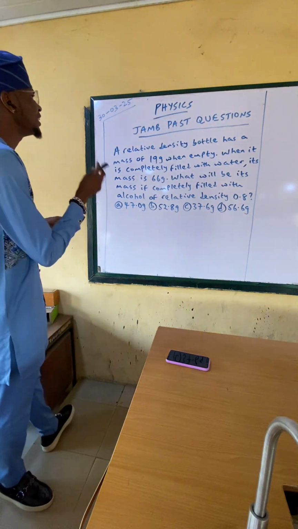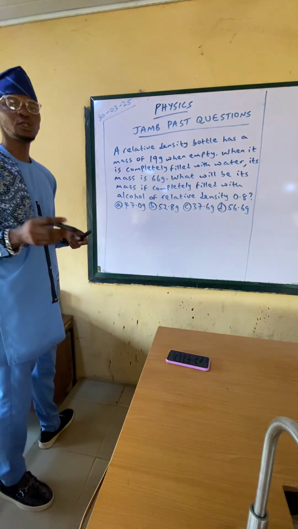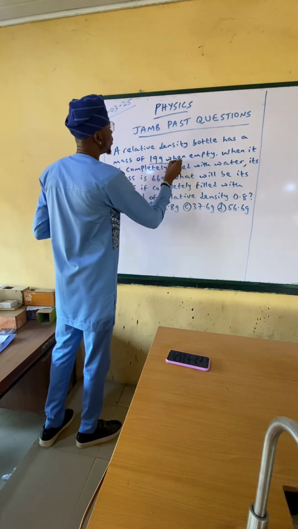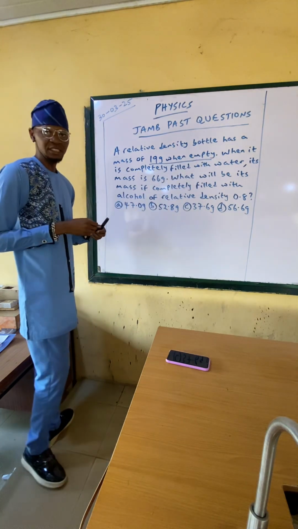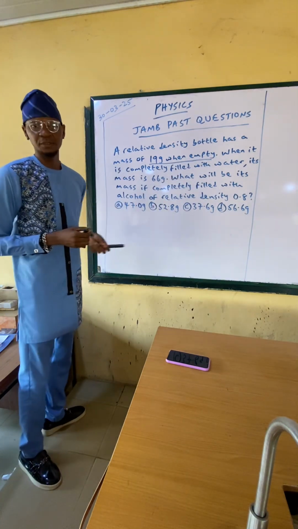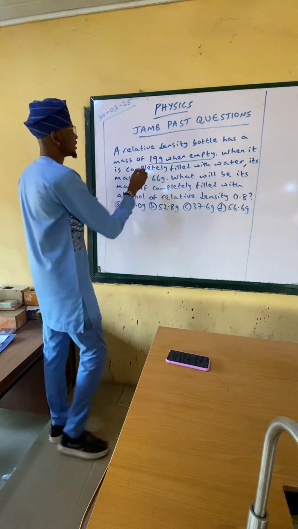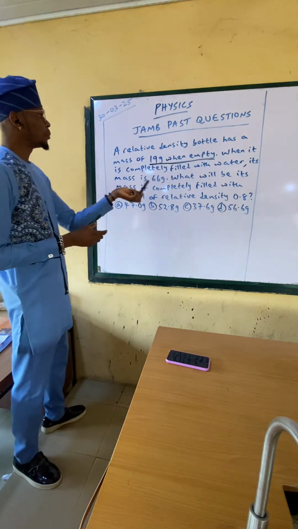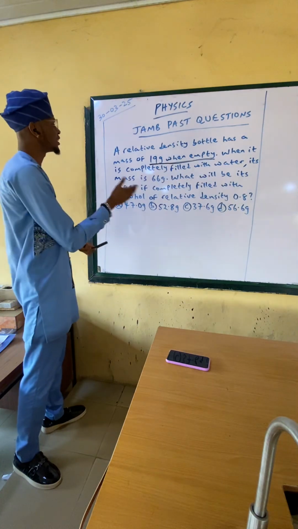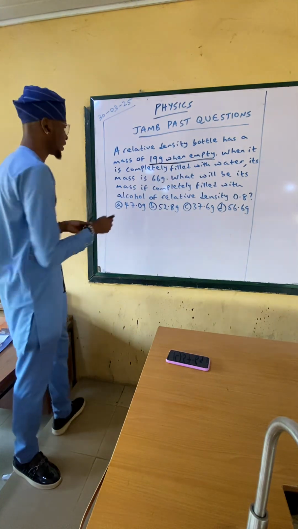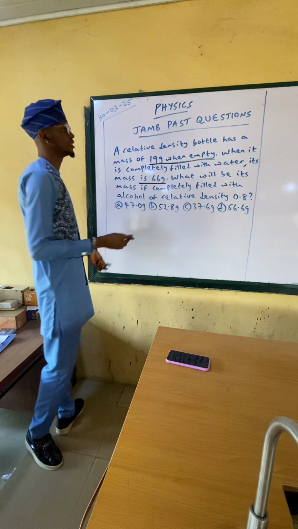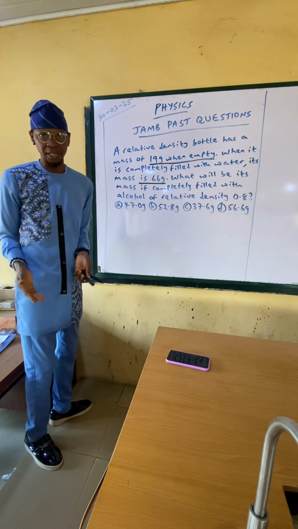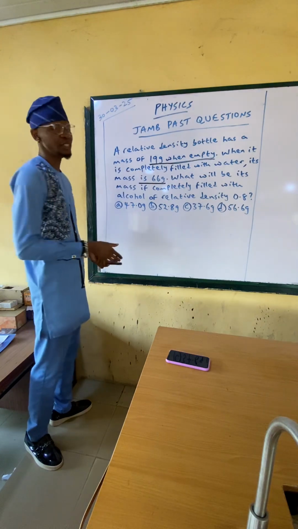A relative density bottle has a mass of 19 grams when empty. That's the mass of the empty relative density bottle, that's 19 grams. When it is completely filled with water, its mass is 66 grams. That is, this 66 grams is the mass of water and the empty relative density bottle.